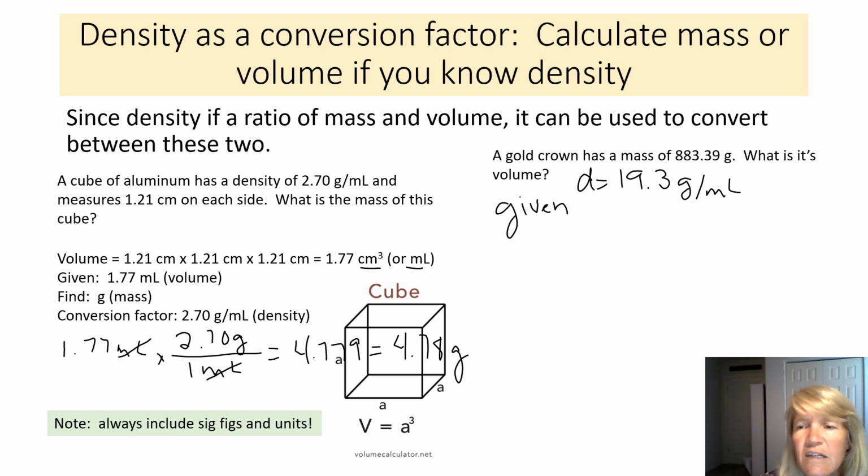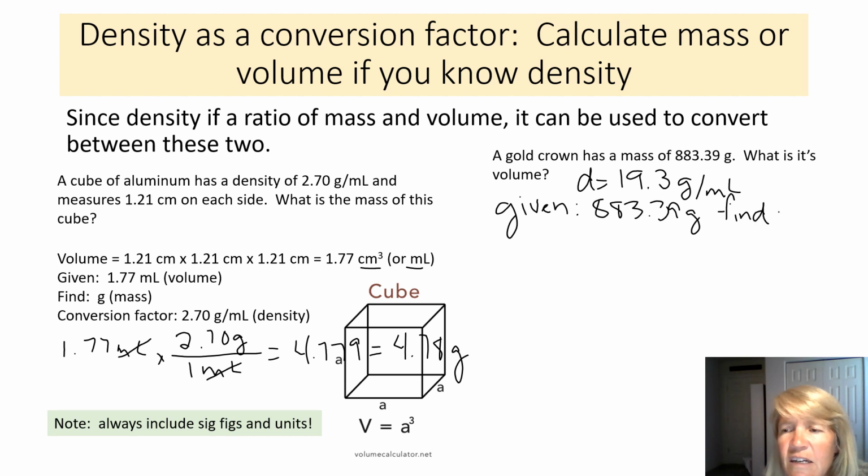Okay, so our given is 883.39 grams. Our find is volume. Well, volume, let's go with milliliters because that's what our density has. It'd be milliliters or centimeters cubed. And our conversion is the density.